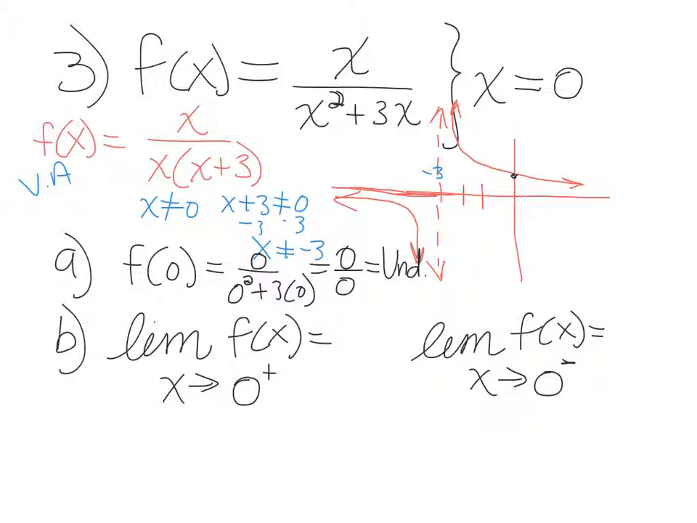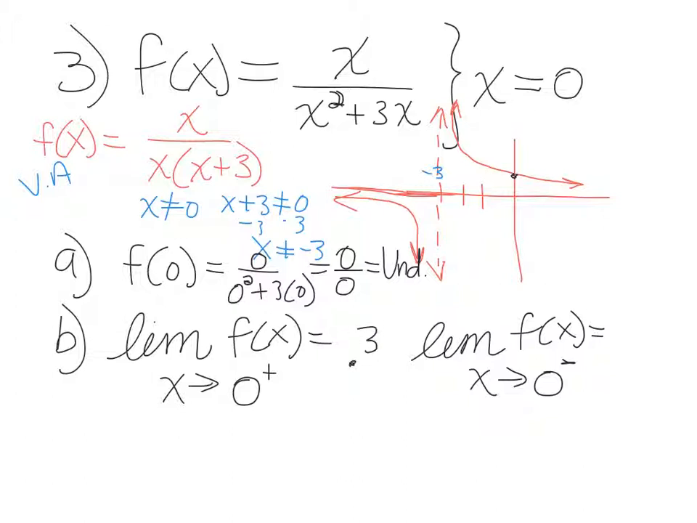0.01, closer. 0.001, much closer. So what is that getting close to? I put like 1,000 zeros there. So still what? 0.33. Okay, so my value here is going to be 0.33.